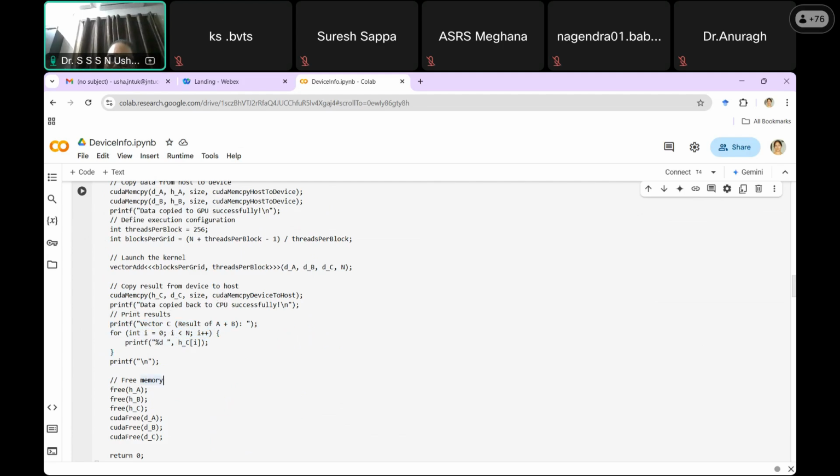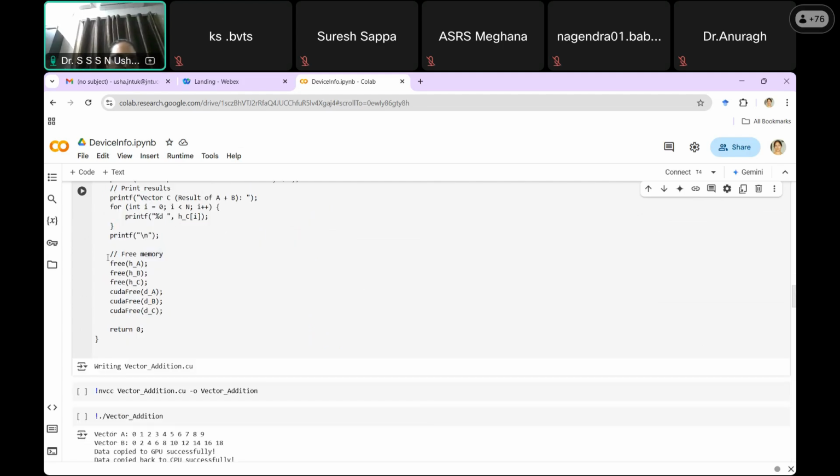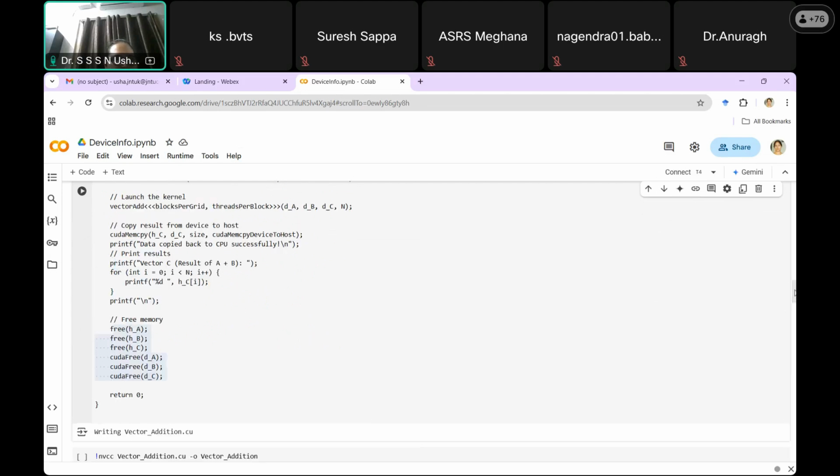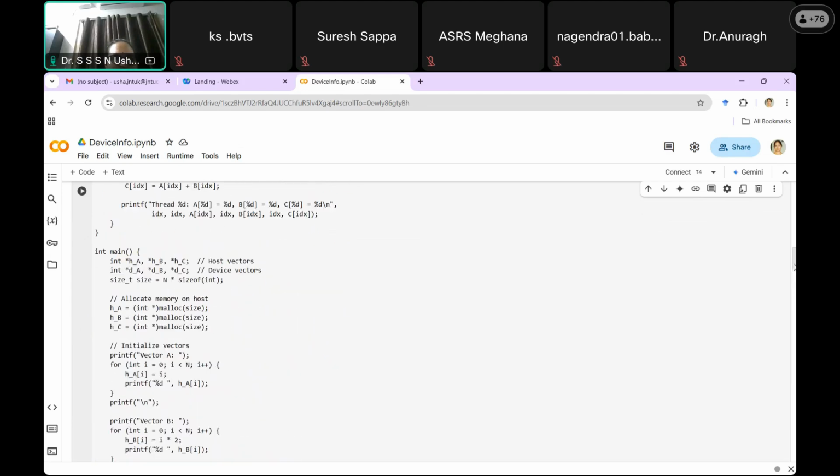Then once it is done, release the memory, free memory. So all the items were freed. Then return 0. So this is the vector addition program.